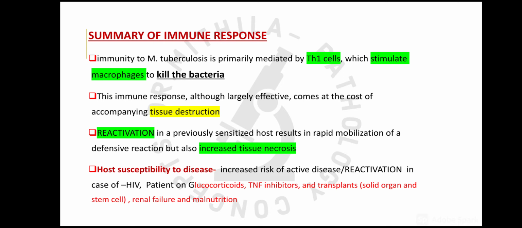So, a summary of the immune response. Immunity to the MTB is primarily mediated by the T helper cells, Th1 cells. You should remember that this Th1 subset of the CD4 positive T helper cells will stimulate the macrophage to kill the bacteria. And this immune response is effective, but it comes at the cost of accompanying tissue destruction. So it will cause destruction of the parenchyma of the lung.